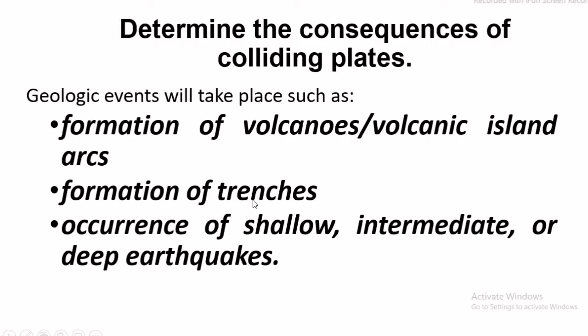What are the consequences of colliding two oceanic plates? We have formation of volcanoes or volcanic island arcs. We have formation of trenches. We have also the occurrence of shallow, intermediate, or deep earthquakes. Remember these three geologic events that can be observed when two oceanic crust leading plates collide. So again, what is the type of plate boundary between the two oceanic plates? It is a convergent plate boundary because they move towards each other.